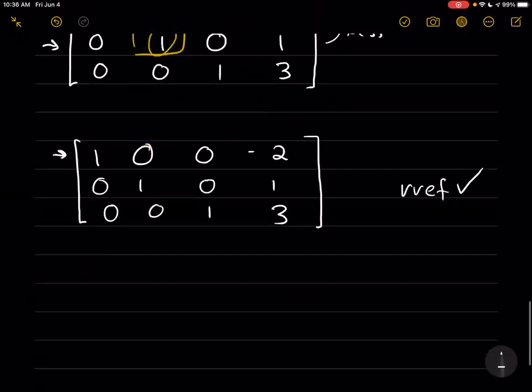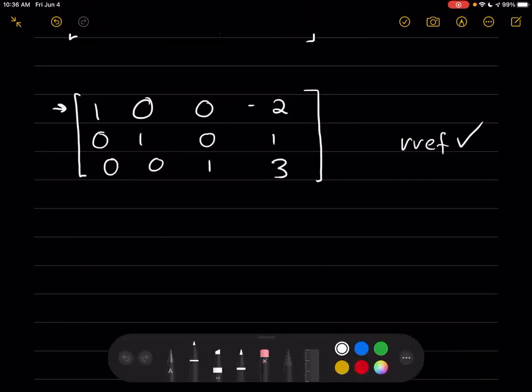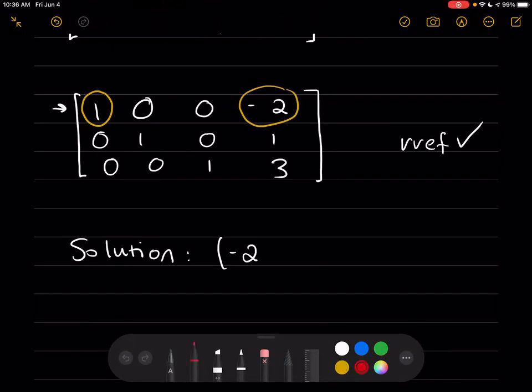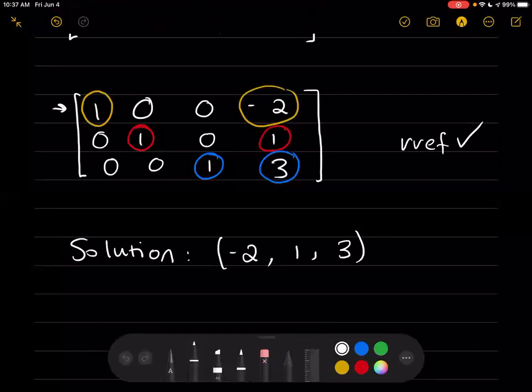Excellent. And so now we can see the solution from here. We've got a 1 here in the x spot and then -2. So that means the x coordinate is -2. We got a 1 in the y spot and a 1 over here. So that means the y coordinate is 1. And then lastly, we've got a 1 in the z coordinate and a 3 here. So that means we've got 3. So that's our solution: -2, 1, 3.